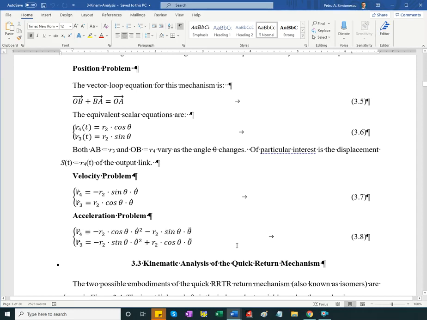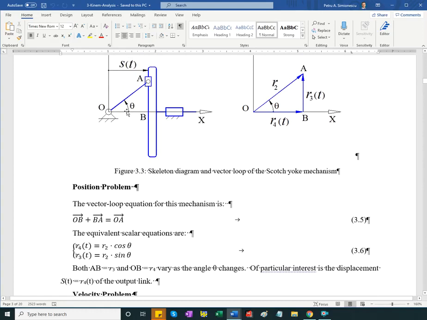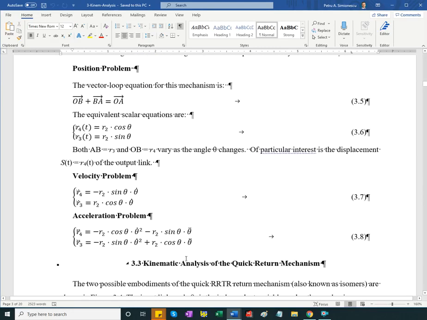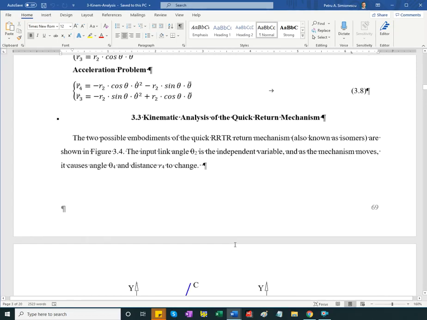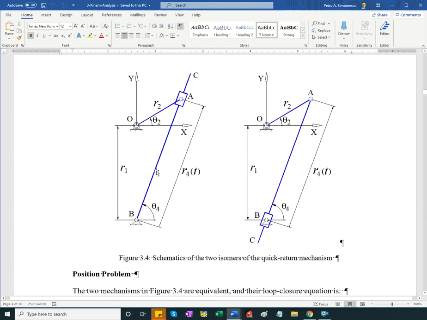For a known input, theta should be available as a function of time, then we can evaluate these equations. If we have constant rotational input, this becomes zero. Theta double dot is zero. So harmonic motion: cosine, sine, cosine.